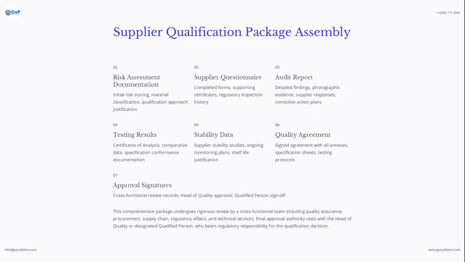The supplier qualification package includes risk assessments, documentation, audit reports, testing results, and quality agreements. This comprehensive package ensures suppliers meet all necessary standards for approval.